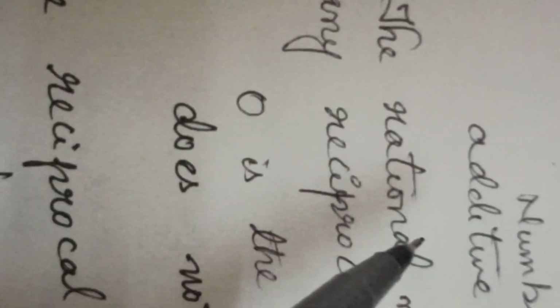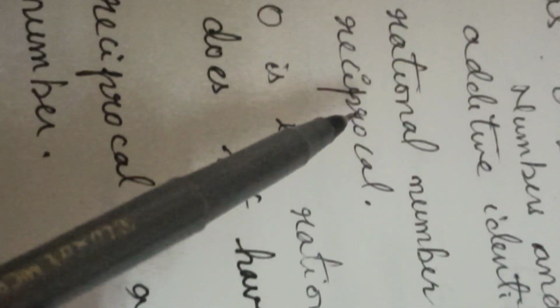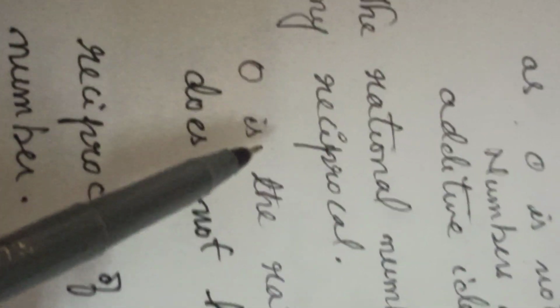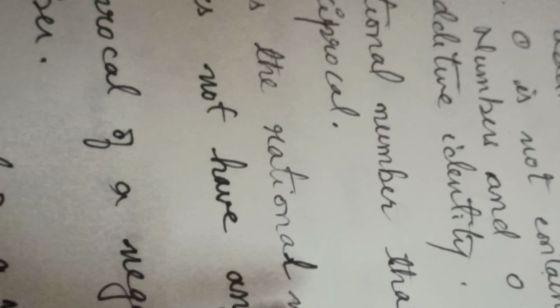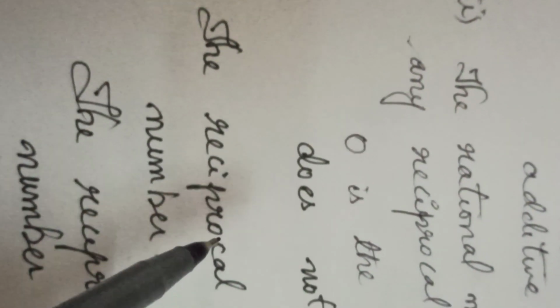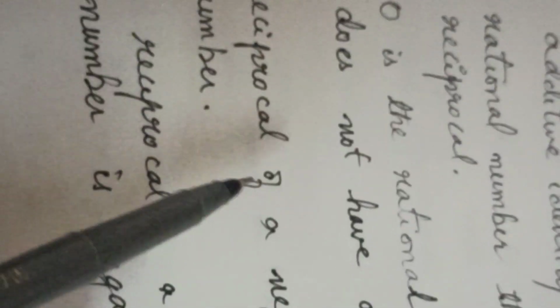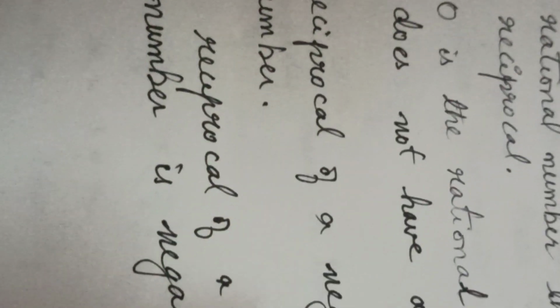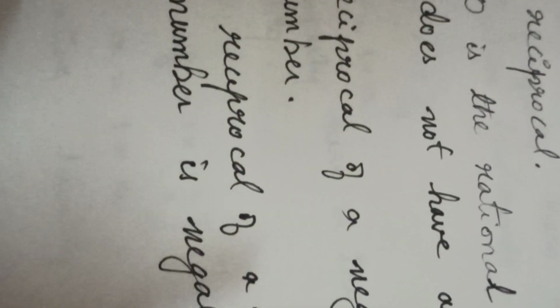Next question is, the rational number that does not have any reciprocal. So 0 is the rational number that does not have any reciprocal. Next one, third one, the reciprocal of a negative rational number. The reciprocal of a negative rational number is always negative.